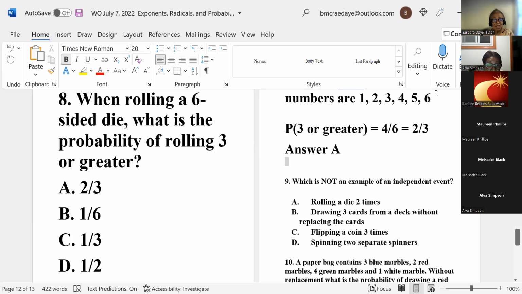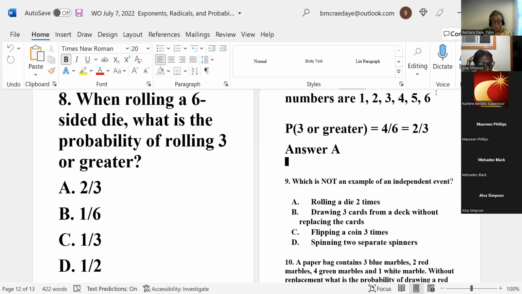And the same with rolling a die. If you get a 6 on rolling a die, that's independent of what you get on the second roll. Oh, so Miss Barbara, it would be D? No, separate spinners. If you spin a red on one and a green on the other, it's not dependent on whether you got a red on the other one. They're independent. And also the coin: if you flip a coin 3 times, getting a head on the 3rd time is independent of whether you got a head on the 1st time.